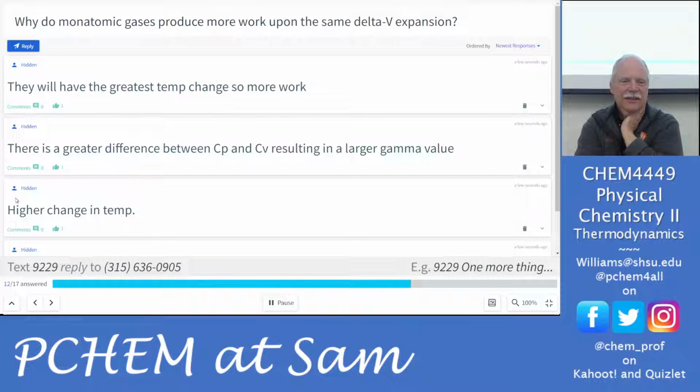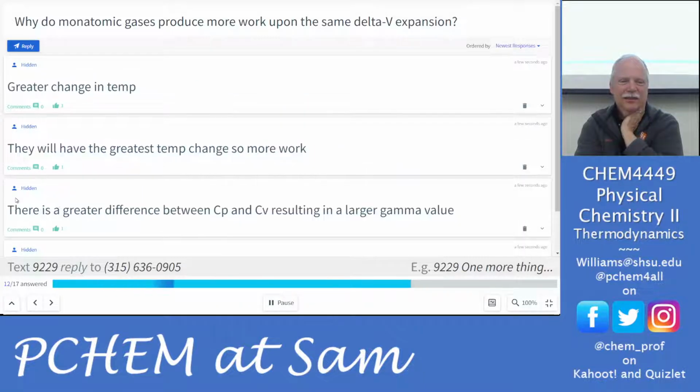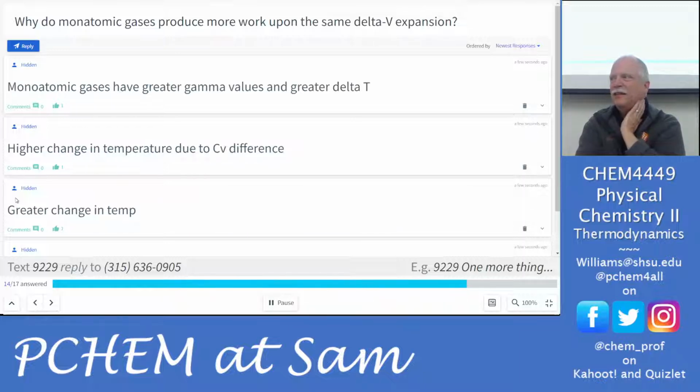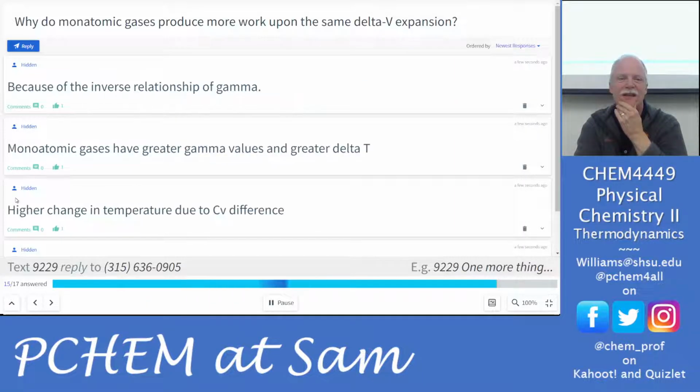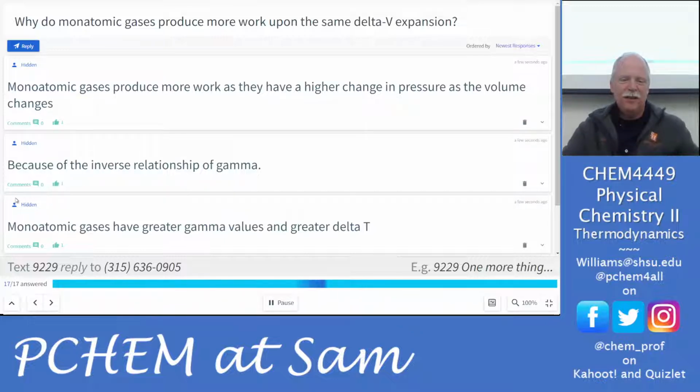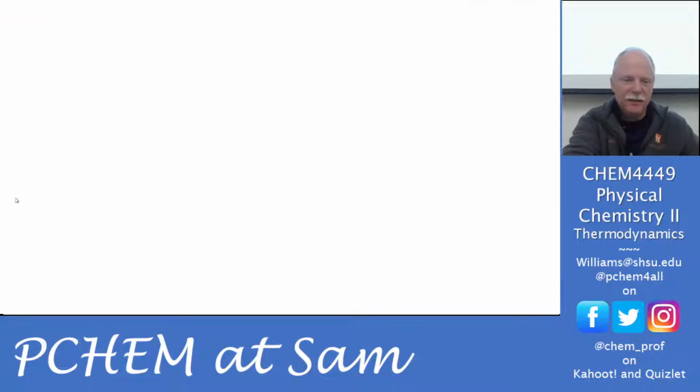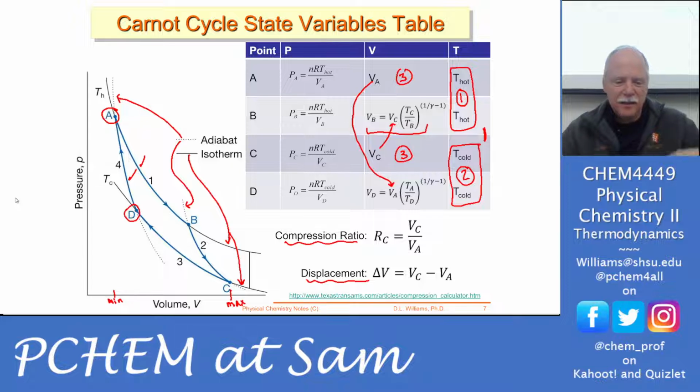Oh, I like that one. The greater difference in CP and CV. That's what I would like to clue in on. So that's great. You're right. You would get a different temperature, but it's related to that CV value as to how much energy change we have relative to the change in temperature. And that is that heat capacity. All right. Very good. So I've got plenty of answers here. So let's discuss.